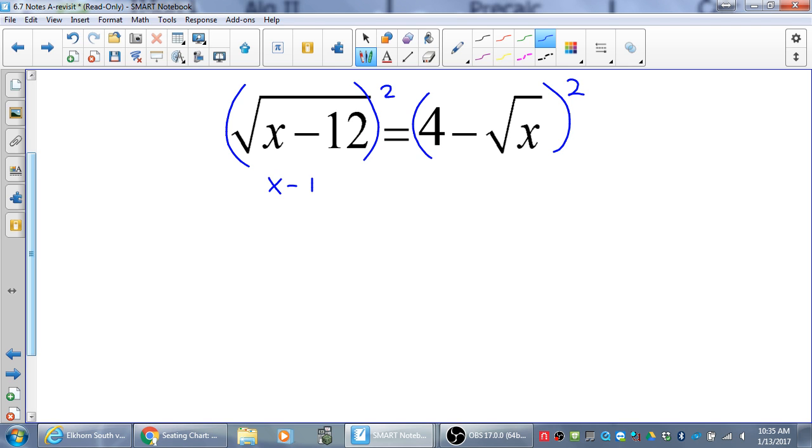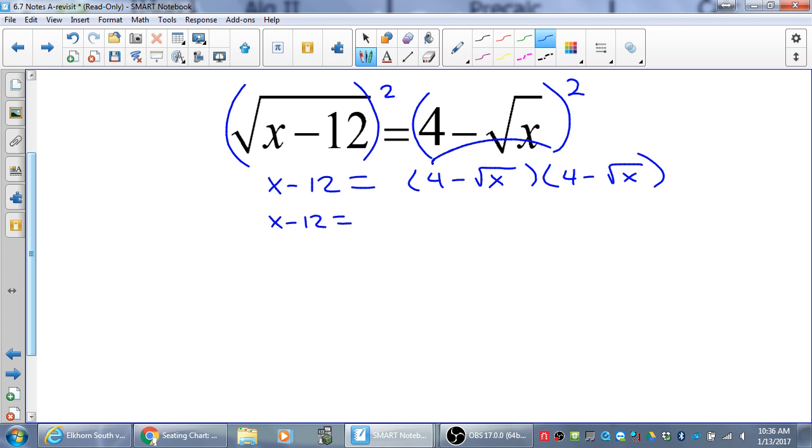This becomes x minus 12. But now on this side, we have two of these. You can't just square them individually. I wish you could. I wish that would work, but it doesn't. You need to FOIL. You can't just square 4 and square the square root of x. You can't do that. There's no distributive property of exponents.